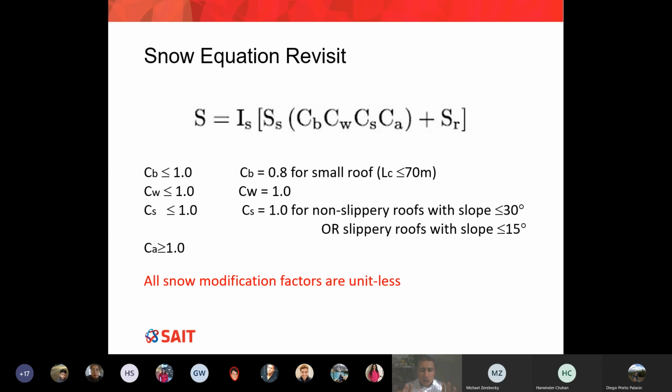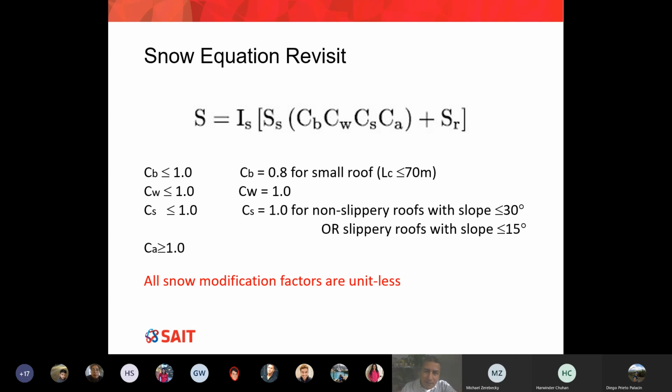But for now, I want you guys to look at this slide here, which gives you the big picture of our calculations. 3 factors are less than or equal to 1. Only 1 factor, the accumulation factor, can lead to a number more than 1. Minimum 1 if there is no reason. If there is 1 reason, then we get snow more, or CA more than 1.